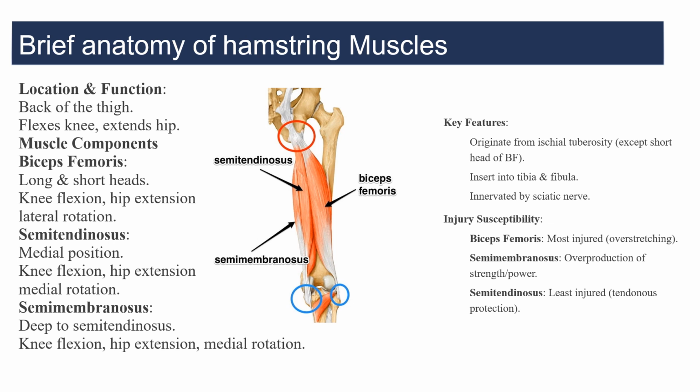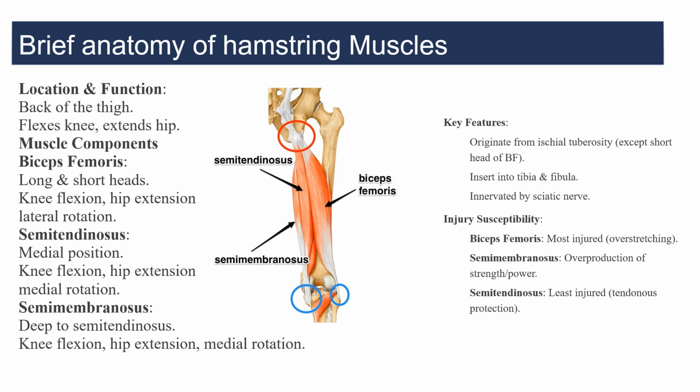Before we move to the introduction, let's review the brief anatomy of hamstring muscles. As we all know, the hamstring muscles lie at the back of our thigh, in the posterior part of the thigh, and the primary function of the hamstring muscles is to flex the knee and extend the hip joint. It has three components. One is biceps femoris on the lateral side, and semitendinosus and semimembranosus on the medial side of our thigh. The biceps femoris has two heads, the long head and the short head, which are responsible for flexing the knee and extending the hip, as well as laterally rotating the hip joint.